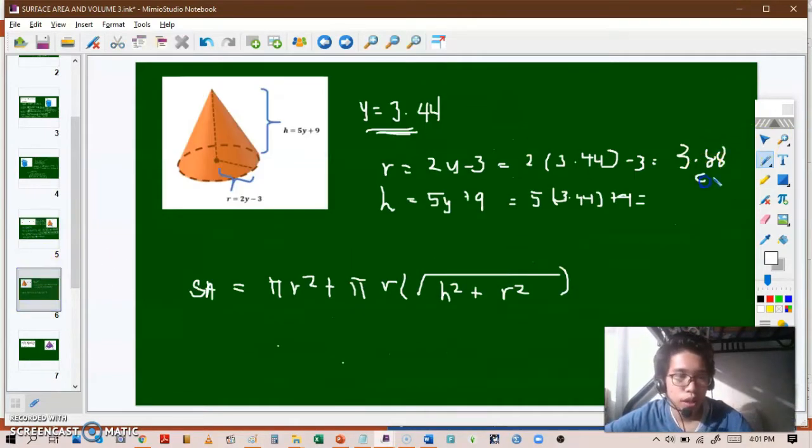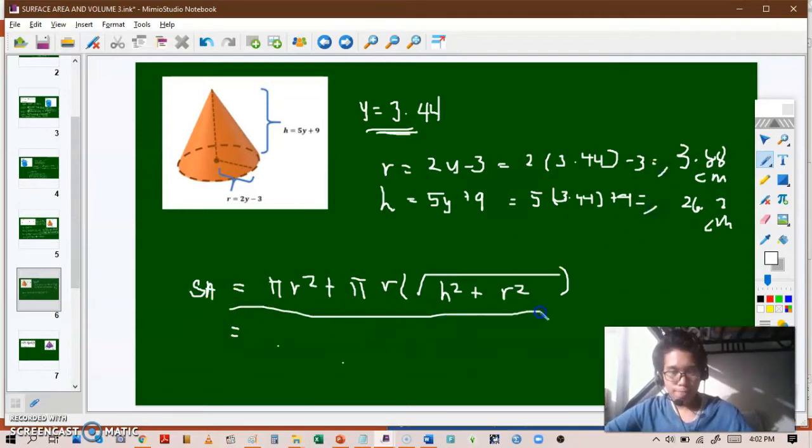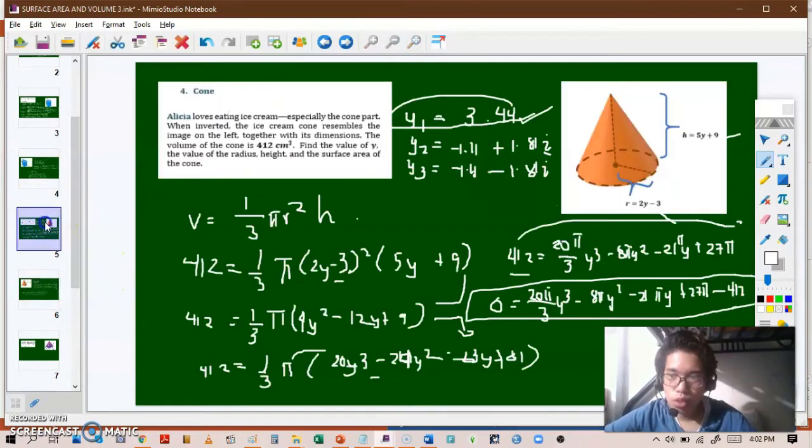So 3.88 centimeters, and then to find the height, that's 5 times 3.44 plus 9, so you're going to get 26.2 centimeters. Okay, so we have the radius and the height. Now we substitute these two values into the formula for finding the surface area of a cone, because that's one of the problems that we have here. We want to know the surface area of the cone.